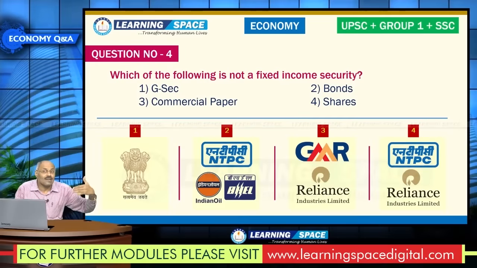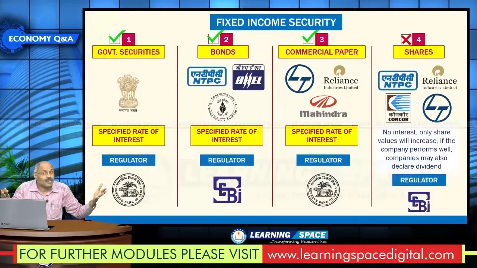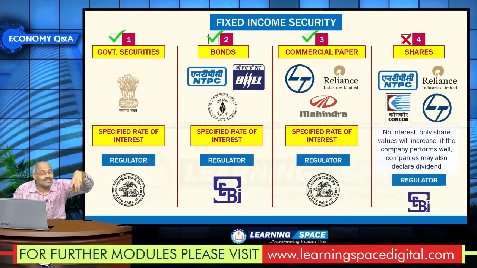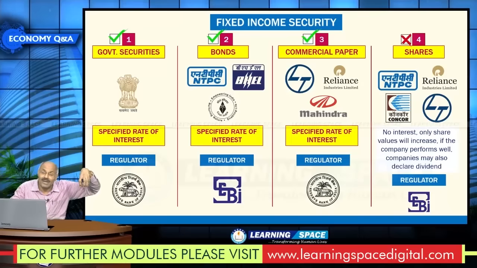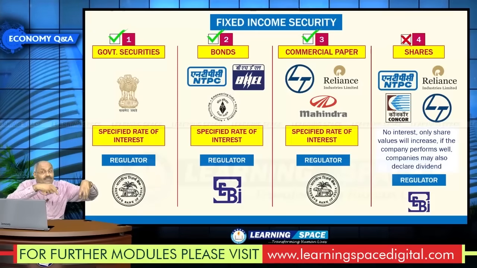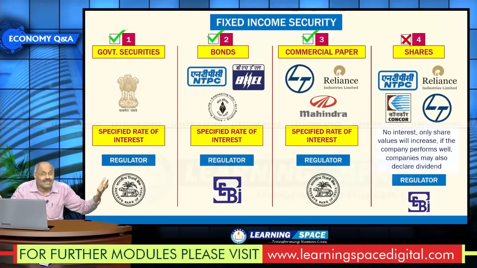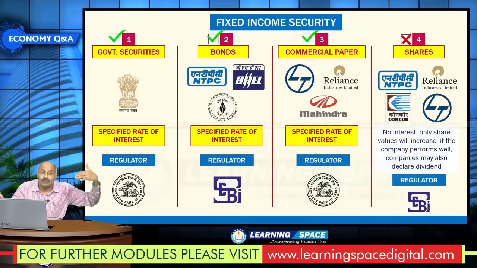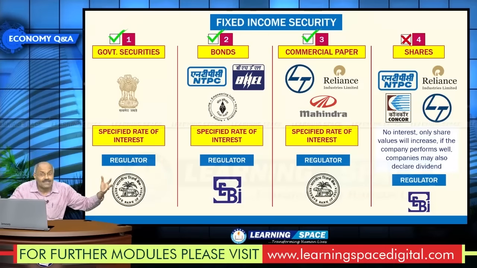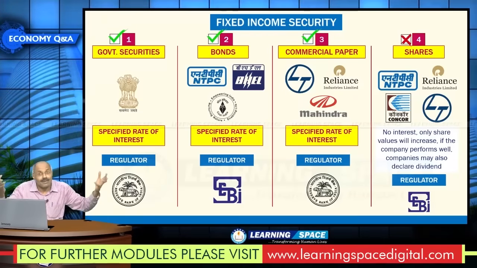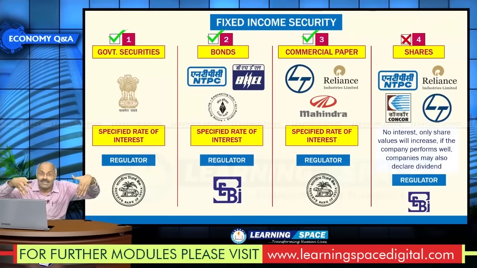Which of the following is not a fixed income security? Fixed income security means it will have a fixed interest rate. So what are the securities which have a fixed interest rate? One is government securities. Government securities are issued by the Government of India through the Reserve Bank of India, and they will have a fixed rate of interest. Then bonds. Bonds will carry a fixed rate of interest. Either bonds or debentures will have a fixed rate of interest.